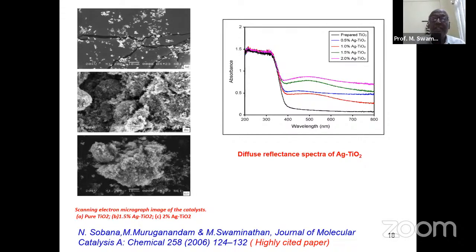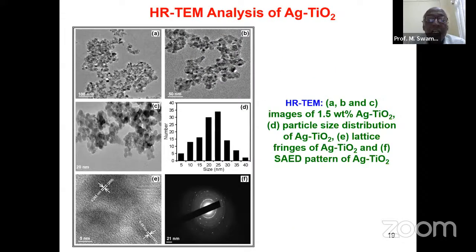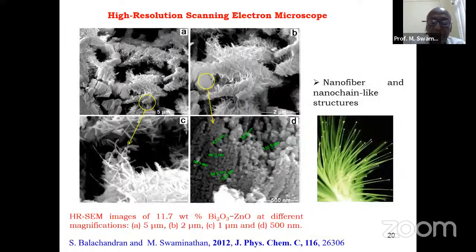I'm not showing that here. These are images of the zinc oxide and silver TiO2. You can see the particle size distribution, the lattice fringes and the diffraction pattern showing the crystallinity of the catalyst. And this is a coupled oxide, bismuth oxide with zinc oxide. We got a very good morphology of this bismuth oxide, zinc oxide, with nanofiber and nano chain-like structures. This is very useful for the degradation of dyes.